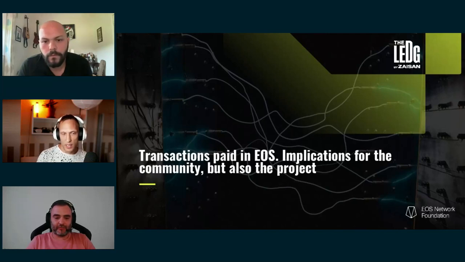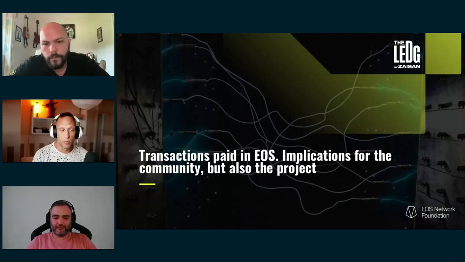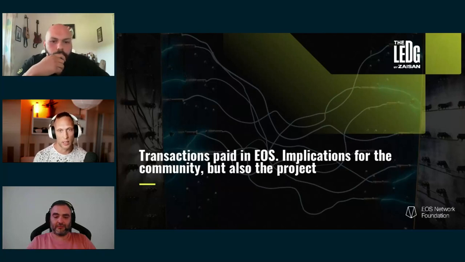I think from the EOS native side, it's been a long time since there's been any added utility to the EOS token. I guess since REX, if you can even call that added, it's more staking than anything. But now it's not only being used to pay the gas fees on EVM, which is an added utility, but it's also being used to purchase RAM through the contract on the native side, which is another added utility. And on top of that, it's a miner reward, right? So we've opened up not only new utilities, but new earning mechanisms. There's a couple of different ways to look at that.